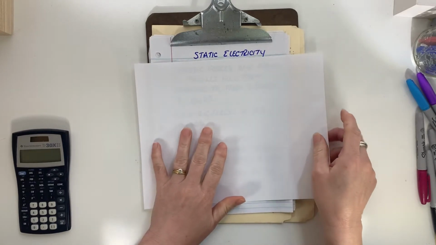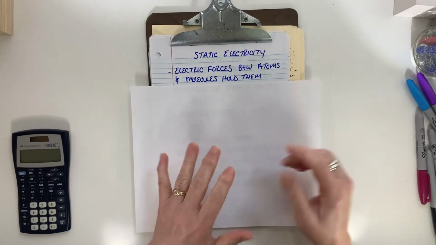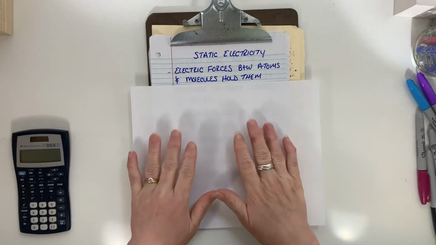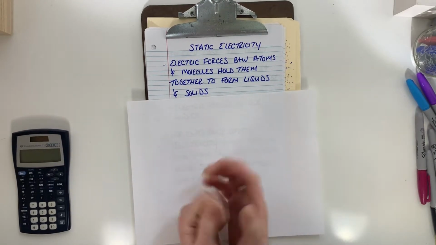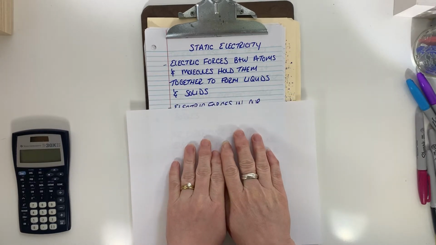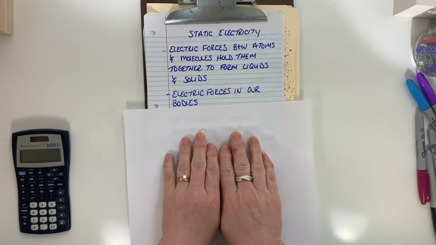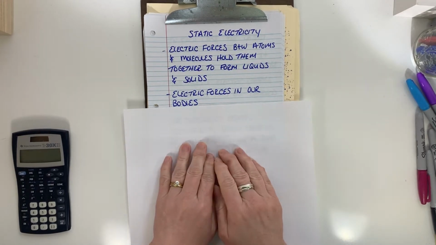We're talking about static electricity and basically electric forces in general. Electric forces between atoms and molecules hold them together to form liquids and solids. So obviously electric forces are very important because we need to have liquids and solids, okay? There's also electric forces in our bodies. Like think about in any medical show when the person's heart stops and they come along with the paddles and zap them, okay? So there's electric forces in our bodies as well, which is really important.